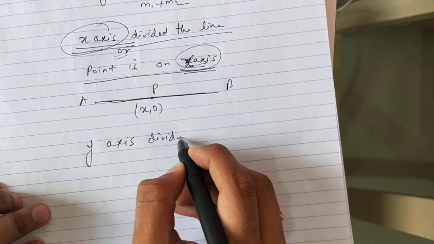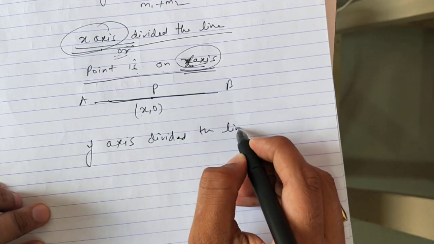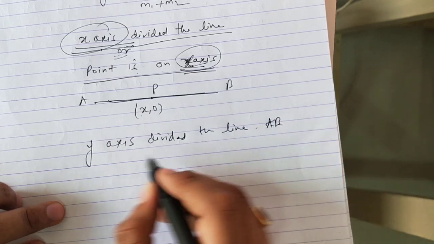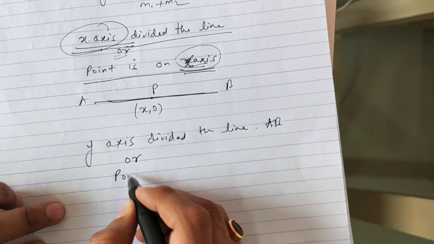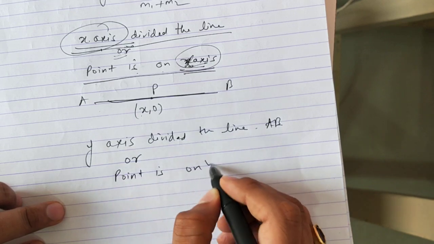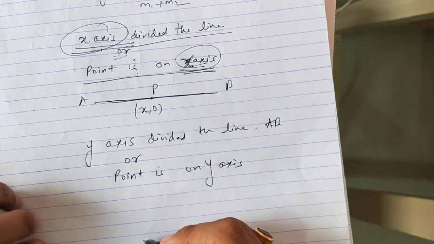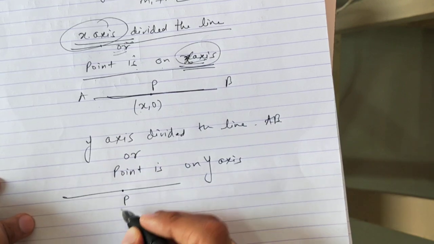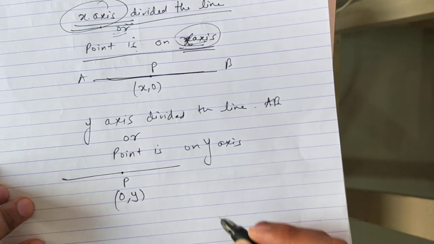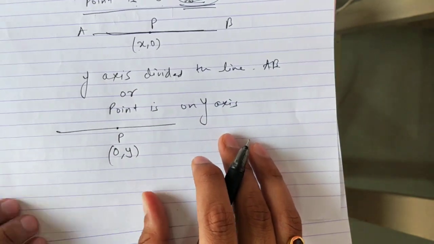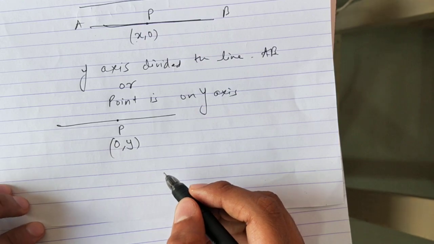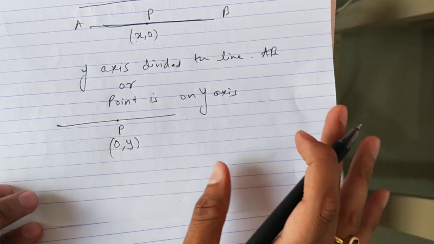the y-axis divides the line AB, or they say that the point is on the y-axis, then I will take this point P as 0 comma y. You must remember, if the point is on the y-axis, this point is 0 comma y. I hope you understood, hope you remember this.